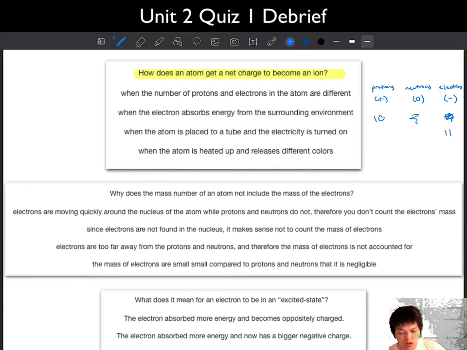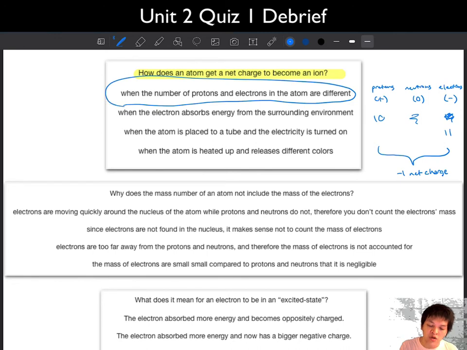So now if you have more electrons than there are protons, then your net charge should be negative. There would be a -1 in this case, right? The same would be true if there's more protons than there are electrons. If there's more positives than negatives, then there should be a positive net charge. So an atom becomes an ion, or becomes charged, when there's a difference in the number of protons and electrons. So which one would that be in this question? It would be the first choice, when the number of protons and electrons in an atom are different. Excellent. Alright, let's move on to the next question.